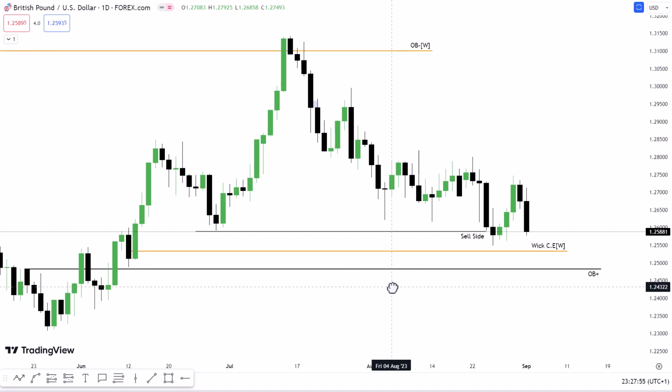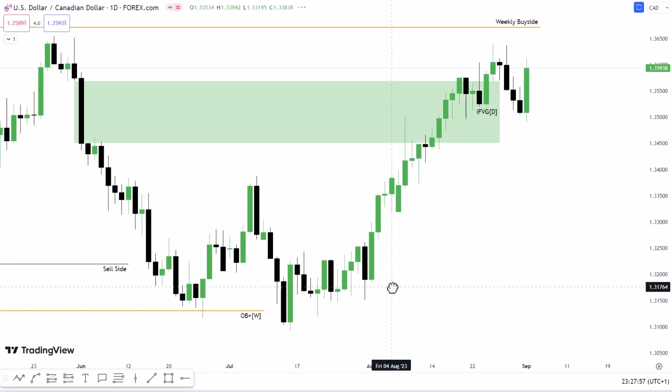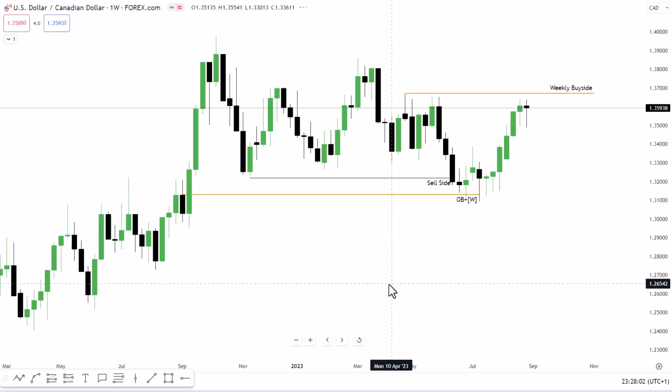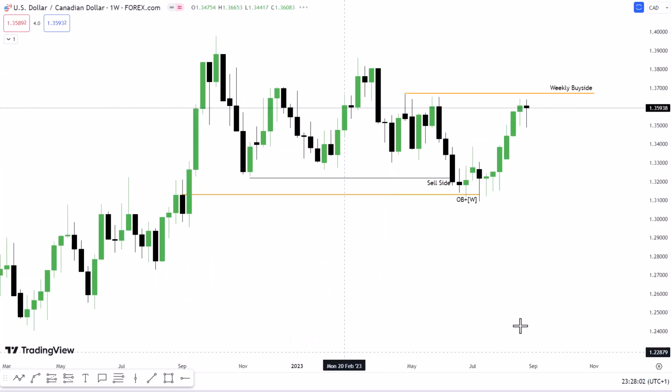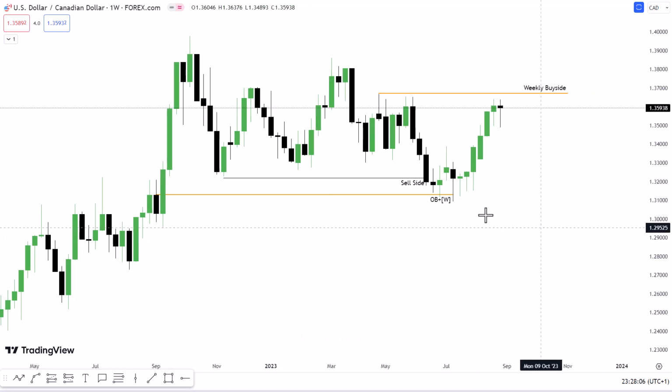So let's talk about the last one for today, which is the Canadian dollar weekly time frame. Now, I said last week that I'm favoring up prices, which is here, this buy side, and that remains the same. This week, I would love to see price open, trade down a little, and then we'll go above this buy side for the Canadian dollar.